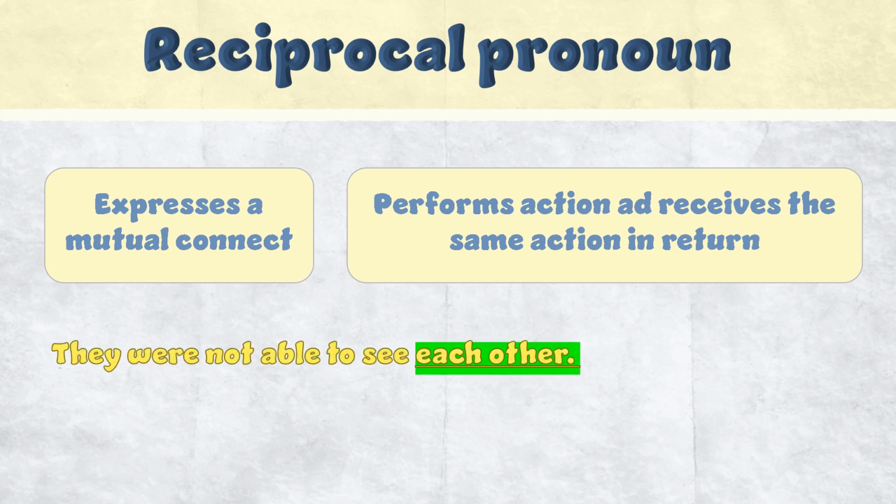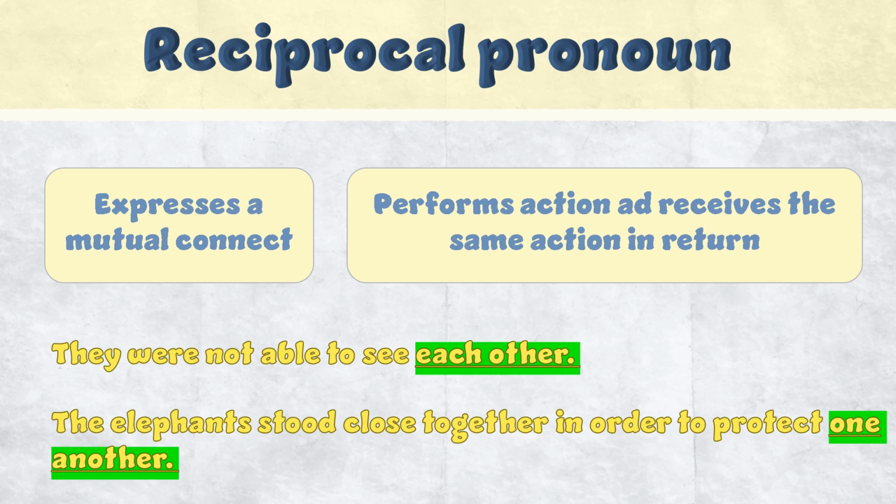They were not able to see each other. Here, both the parties were not able to see each other. So each other is reciprocal pronoun. The elephants stood close together in order to protect one another. So here one another is reciprocal pronoun.